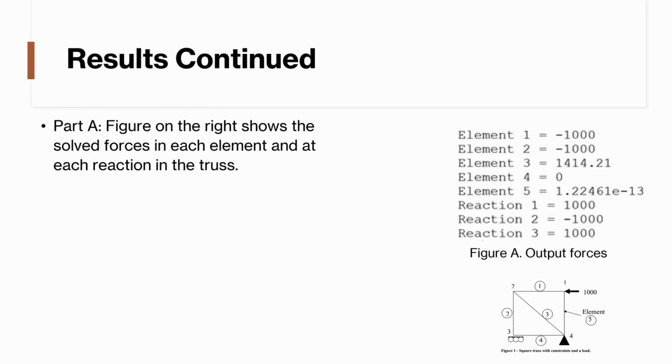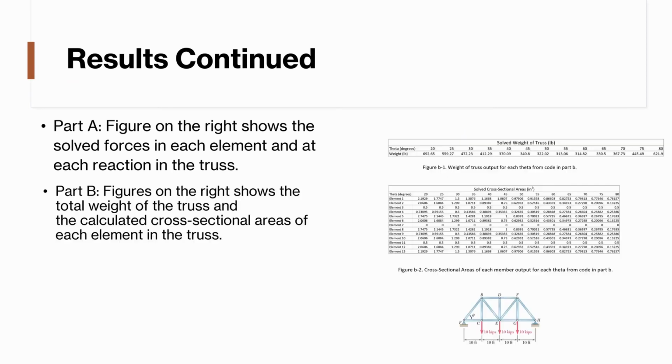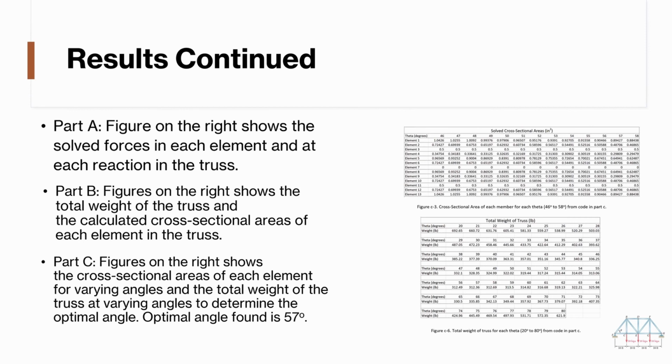On the right for part A, these are the output forces in each element and at each reaction for the truss. For part B, on the right, we have the solved weights of the truss and the cross-sectional areas as theta increments by 5 degrees. For part C, you can see on the right that the cross-sectional areas are solved again, being 1 degree increments of theta as well. And the optimal angle that we found using part C is 57 degrees.